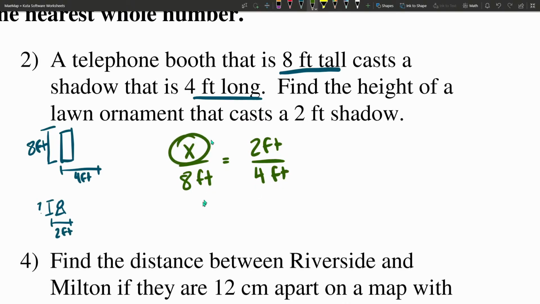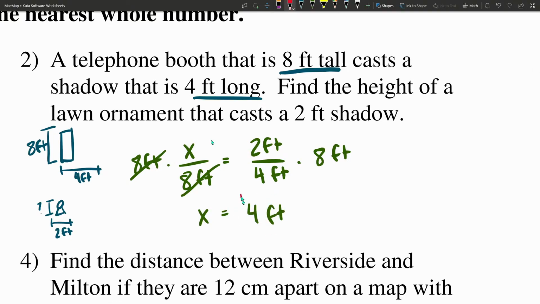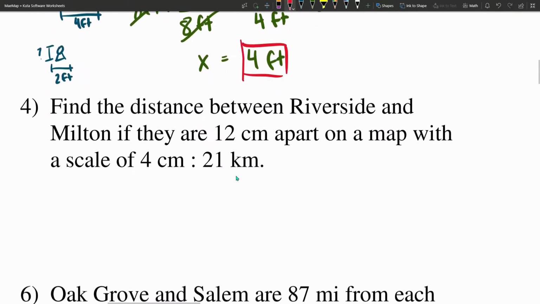And I know that x is going to be in feet, since all my measurements are in feet for this problem. So this is just simply a one-step equation. We're going to multiply both sides by 8 feet. And when we do so, 8 feet cancels out with 8 feet on the left to leave me with x equal to 2 times 8 is 16, and 16 divided by 4 is going to be, again, 4 feet. So we have that the lawn ornament is 4 feet tall. Let's move on to our next problem.